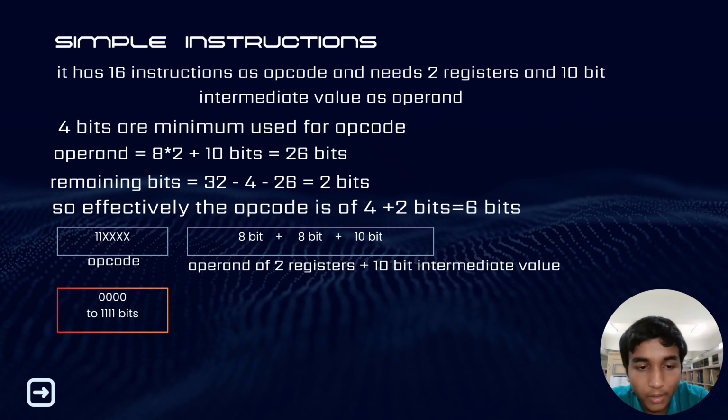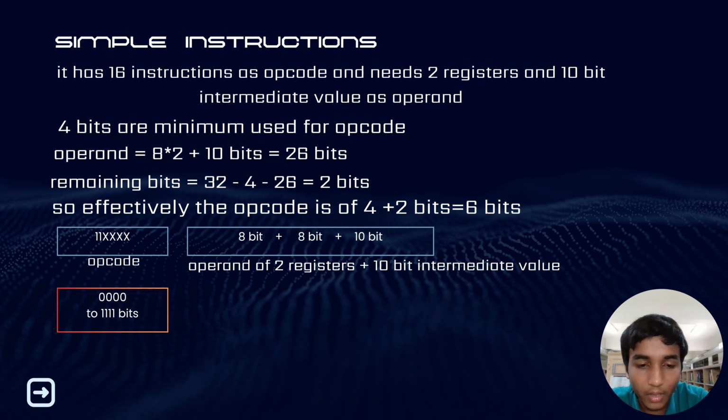I'm going to explain simple instructions now. Given it has 16 instructions, 2 registers and a 10-bit immediate value. So we are taking the 16 instructions as opcode and the 2 registers plus the 10-bit immediate value as operand. So when 2 power n equals 16, n equals 4. So at least 4 bits are required to express the opcode.